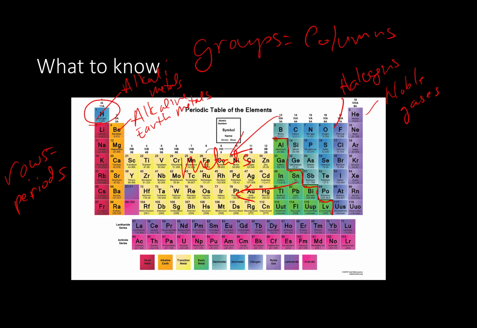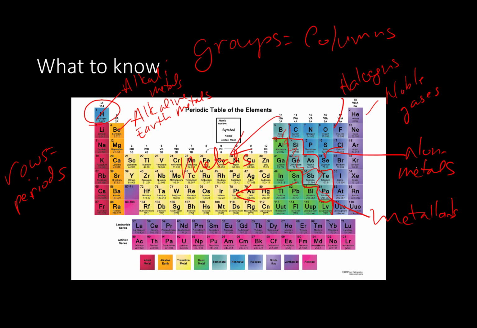Then we have a section here in the middle, and I'm going to put another little outline here just so we can clarify where it is. These in here are called metalloids, and then these are non-metals. All right, and so we'll have a little more discussion about some of these, but I think you know most of what's going on here. I think most of you have seen this.